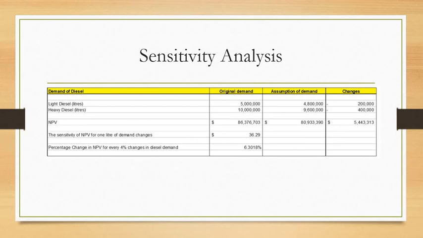5,443,313. Through this case, we can determine the sensitivity of NPV for 1 liter of change. If the demand of diesel changes by 1, the NPV will change by $36.29 if the demand of diesel has any changes.